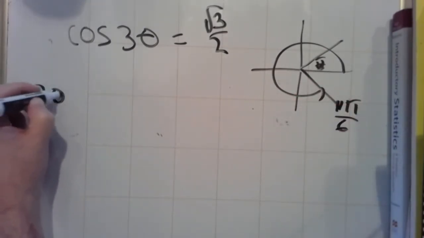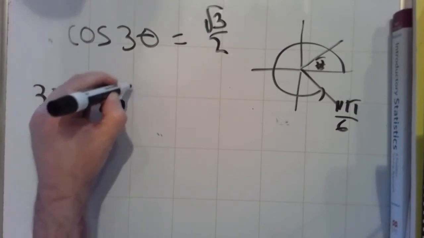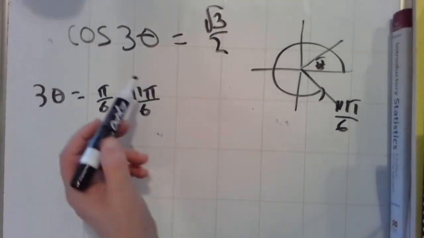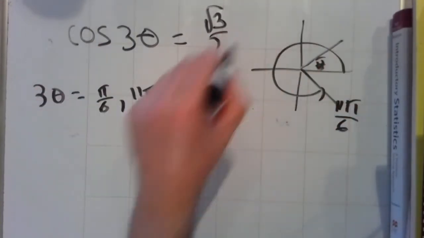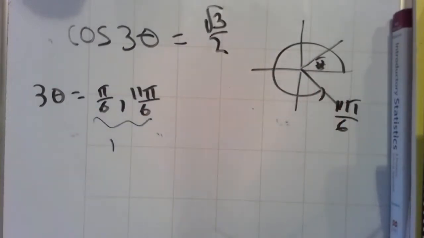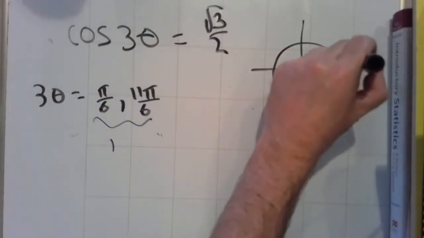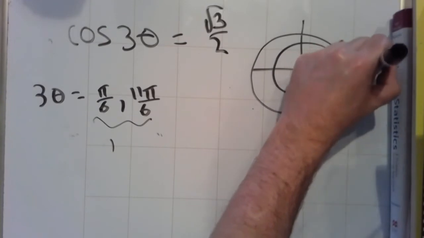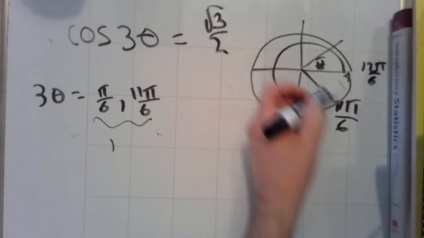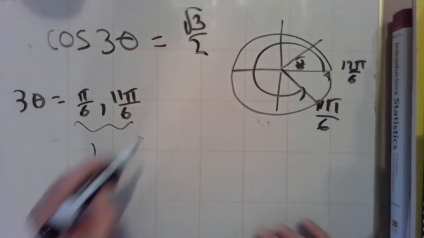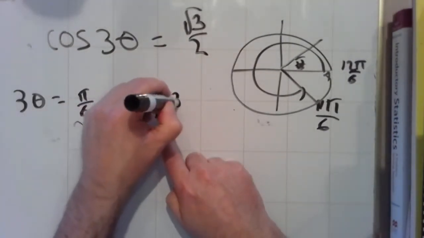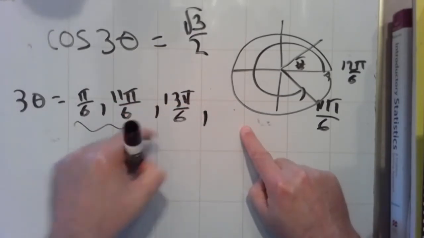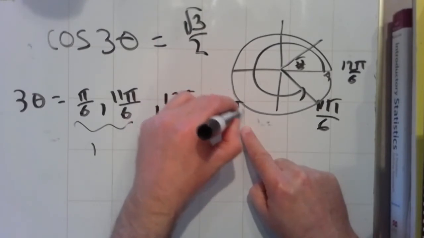So 3 theta would be pi over 6 and 11 pi over 6. And I have to go around the circle, because I have this 3 times. That's my first time around. That's time number 1. Time number 2, I'm going to add on 2 pi to that. So 2 pi would be 12 pi over 6. So I'm going to take those guys and add on 12 over 6. So my next one would be 13 pi over 6. That's him plus 12. Him plus 12 would be 23 pi over 6.